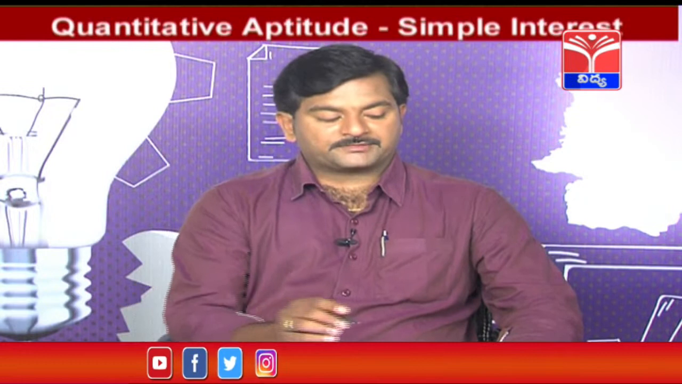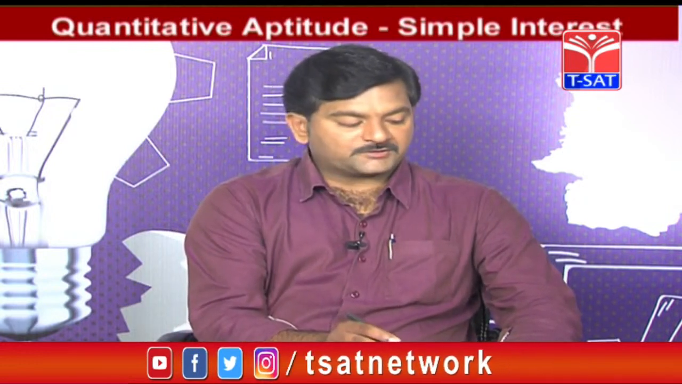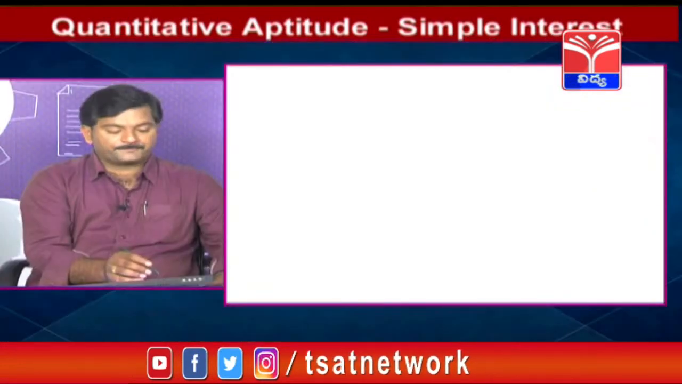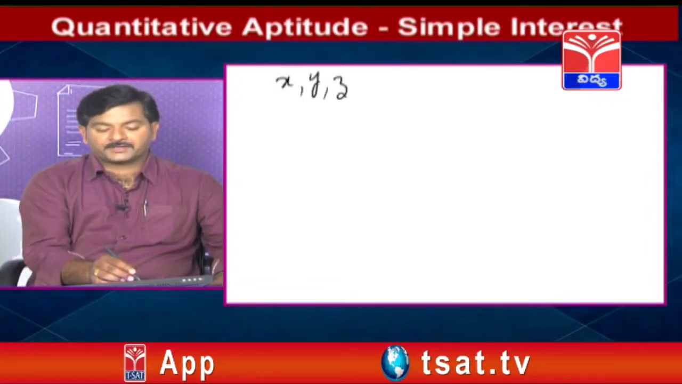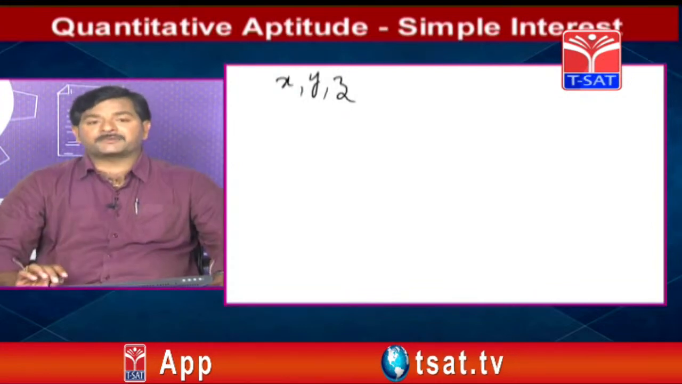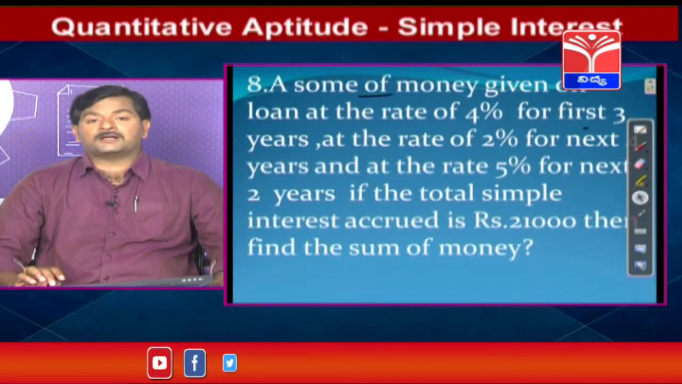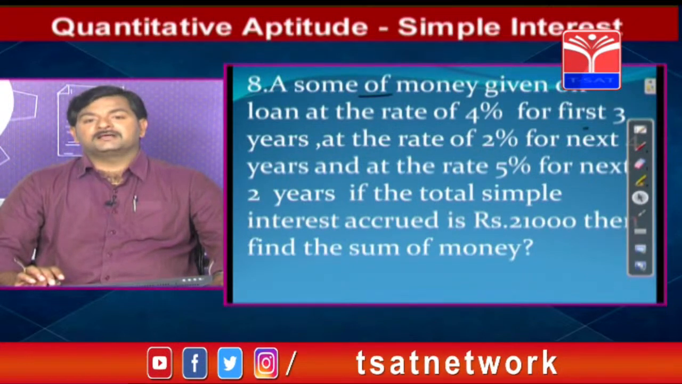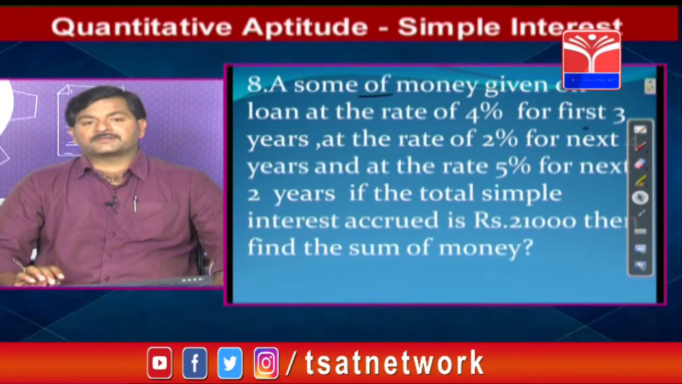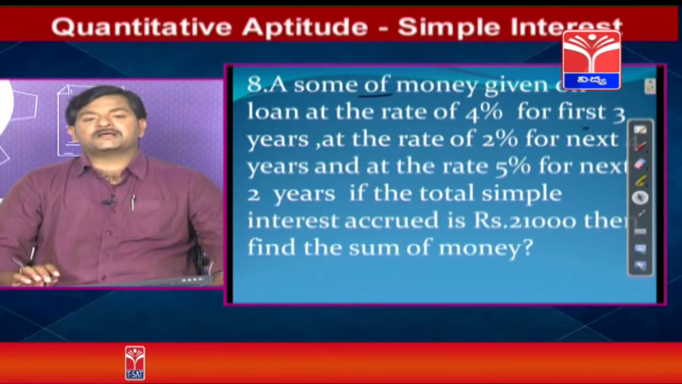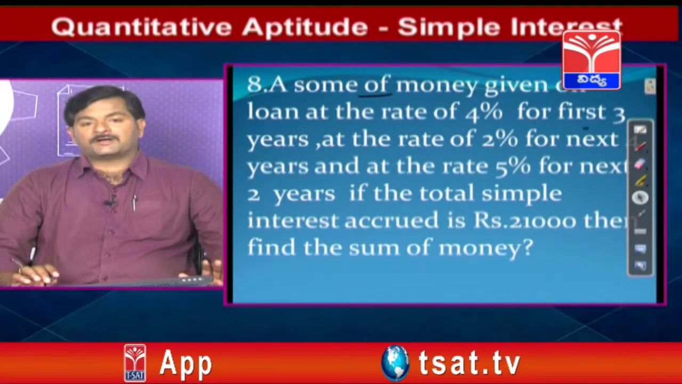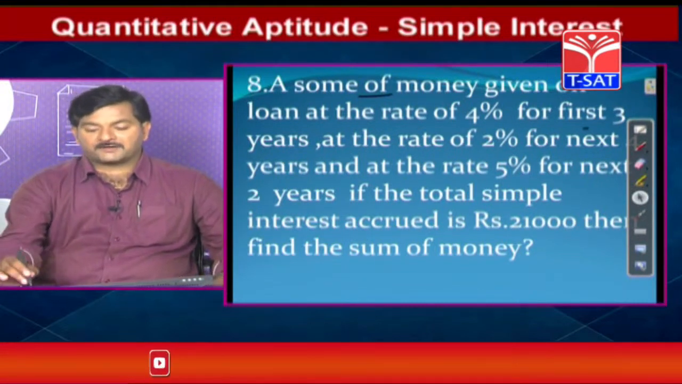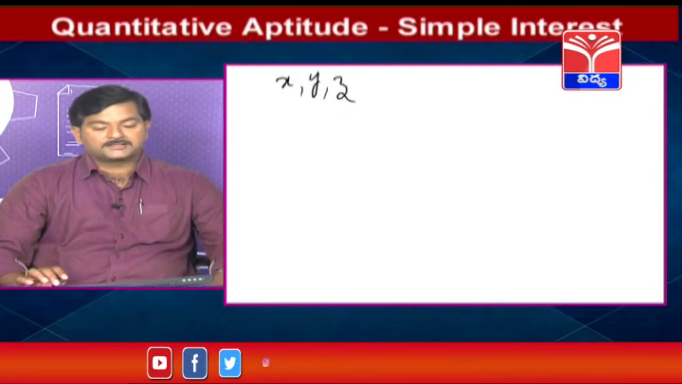A sum of the money given on 3 loans. Same money is given at 3 times. For example, at first part it could be X. In second part it could be Y. In third part it could be Z. What does it mean? A sum of money given on loan at the rate of 4% for 3 years, at the rate of 2% and 5% next 2 years. If the simple interest accrued is 21,000 rupees, find what you asked to find? Find the sum of the money. He asked to find the sum of the money.